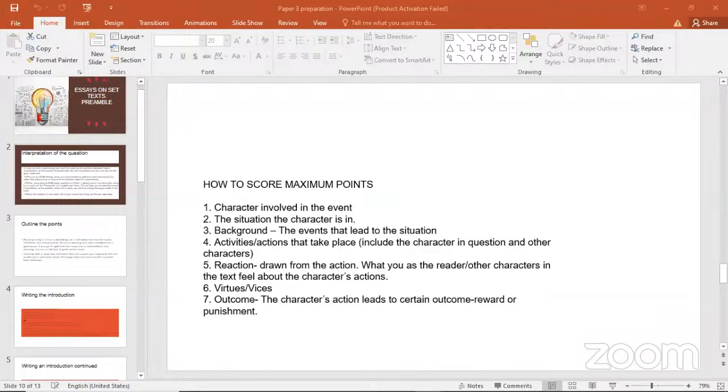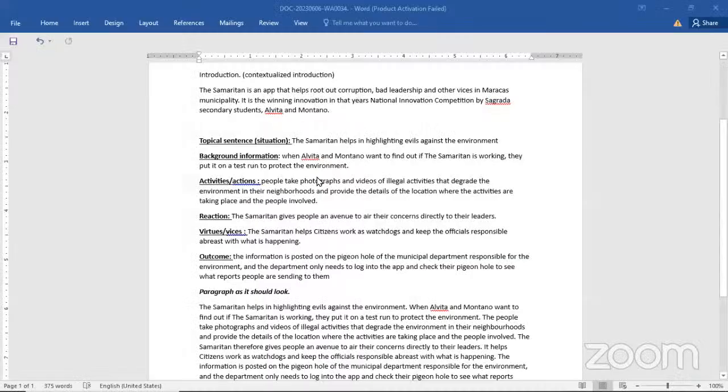There are actions that happen. If I go back to the screen, let me share. So there are actions that happen. We always talk about action and reaction. So people take photographs and videos of illegal activities that degrade the environment in their neighborhoods. These are the actions or the activities that happen. What is the reaction to this? This one can be you. What do you feel about it? Or something from the text.